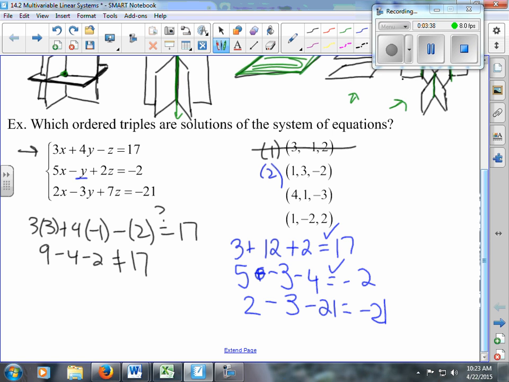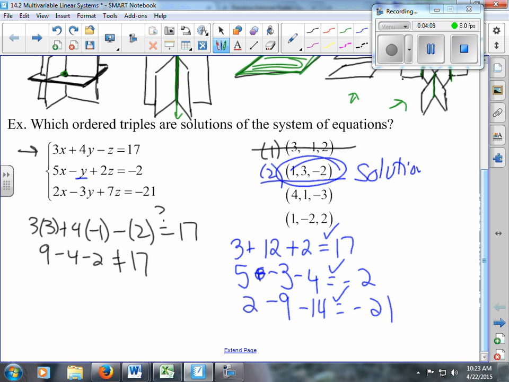All right. No, it doesn't. Let me make sure I did this right. Because I'm checking. Oh, no, I'm checking the wrong point. I started checking the wrong point. Let's go back. I need to check point number 2. So does 2 times 1 plus 3 times 3, that's minus 3 times 3, minus 14. Does that equal -21? Yes, it does. And so this is a solution. This point is a solution.